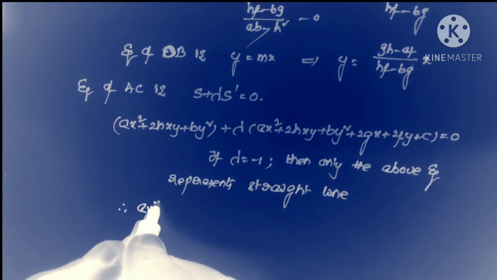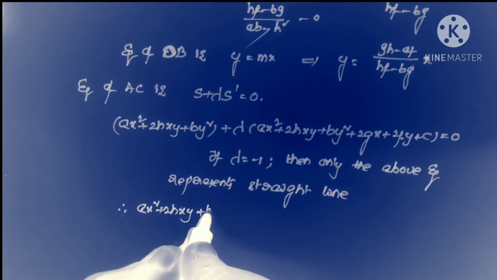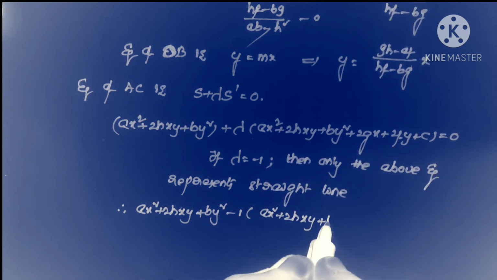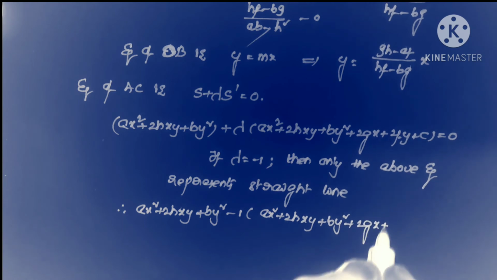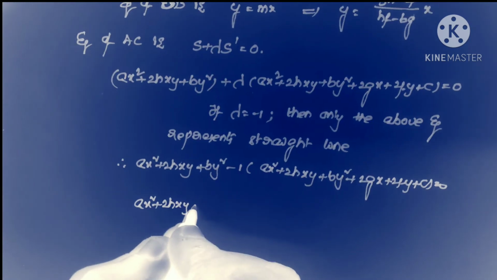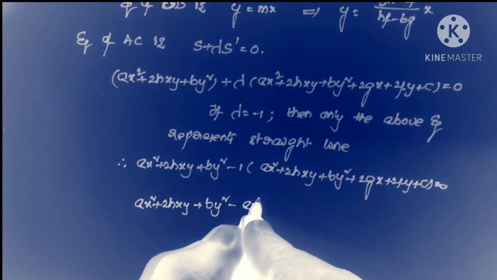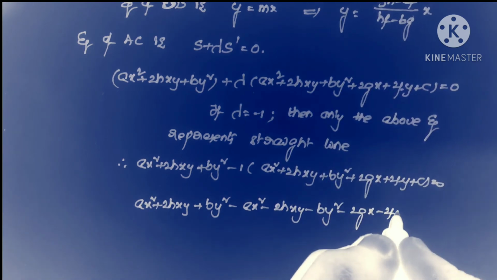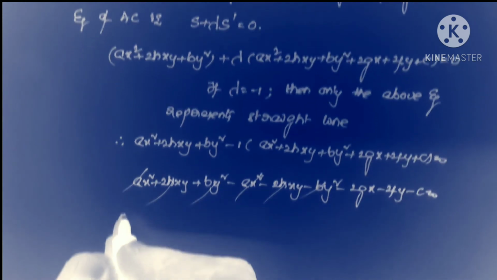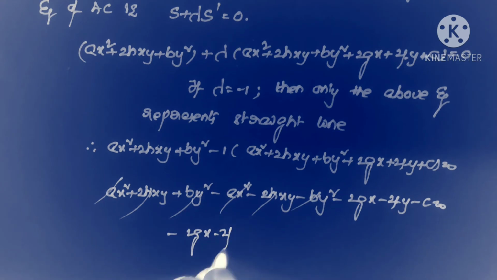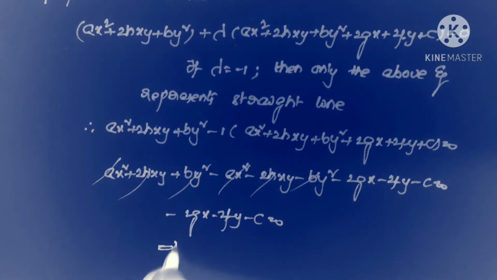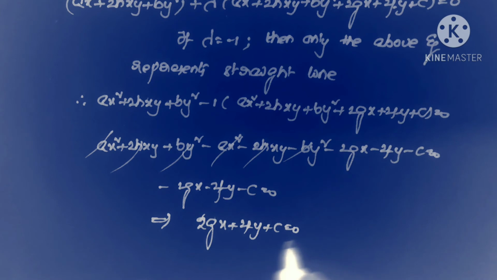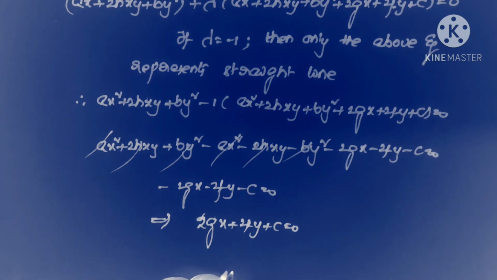Therefore, ax square plus 2hxy plus by square minus 1 into ax square plus 2hxy plus by square plus 2gx plus 2fy plus c equal to 0. Multiplying with minus, we get ax square plus 2hxy plus by square minus ax square minus 2hxy minus by square minus 2gx minus 2fy minus c equal to 0. Therefore, the equation becomes minus 2gx minus 2fy minus c equal to 0. After taking minus cancellation, we get 2gx plus 2fy plus c equal to 0. So this is the equation of AC, means this is the second diagonal.